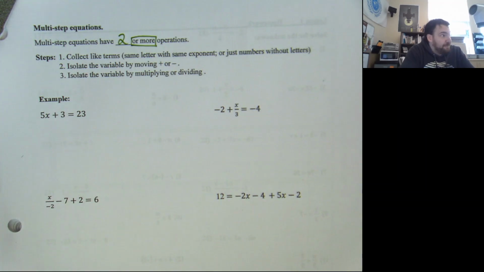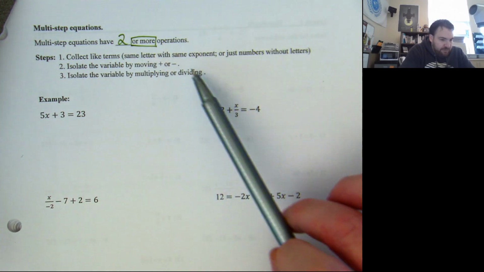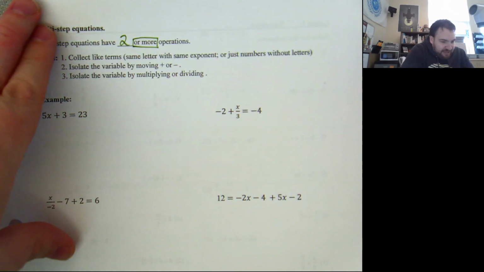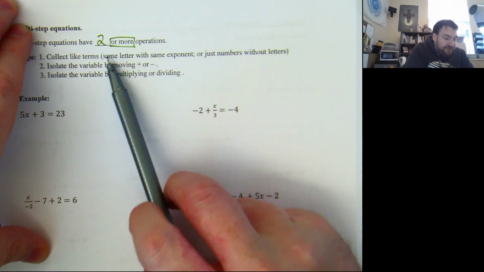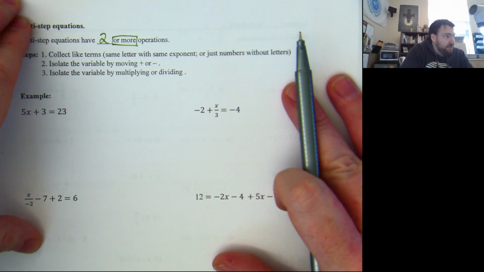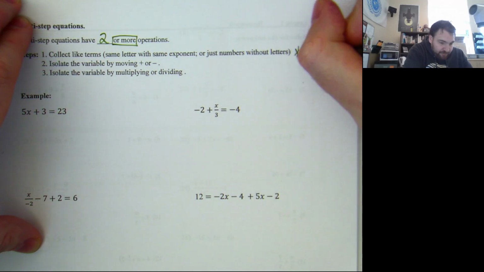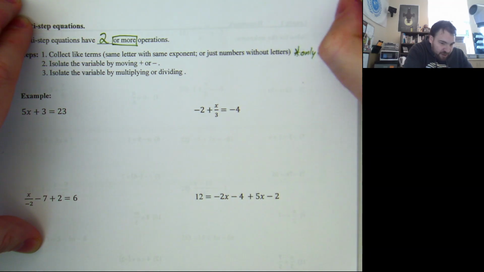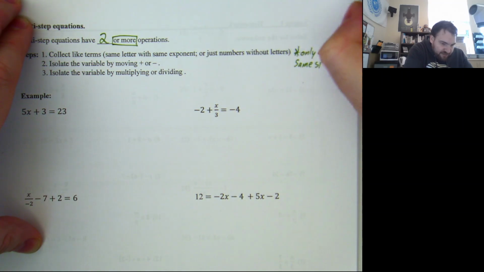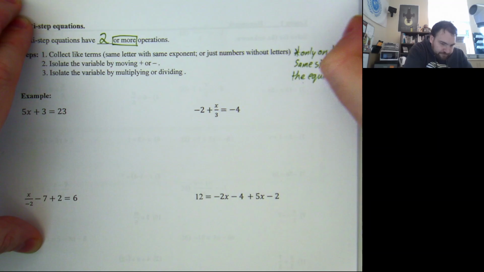So these are the steps. First of all, if there are like terms, collect them. Now, it's important when you're collecting like terms, and remember the like term is the same letter with the same exponent, or numbers without letters, so constant terms. You can only collect, gentlemen, only on the same side of the equal sign.